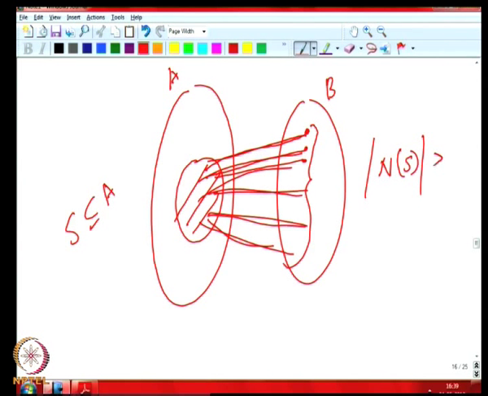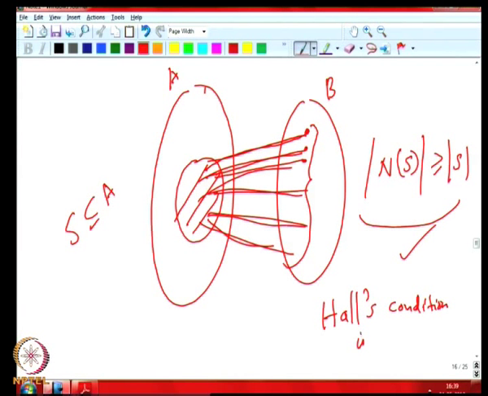If the number of neighbors is always greater than or equal to the size of S, for any non-empty set you take here, even the empty set is okay because that will be 0 greater than or equal to 0, then we say that Hall's condition is met, is satisfied for this bipartite graph.